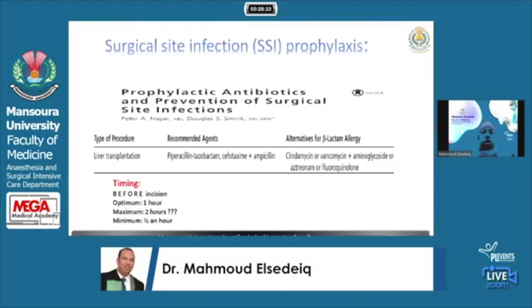Surgical site infection prophylaxis. In liver transplantation, the recommended agent is piperacillin-tazobactam, or cefotaxime plus ampicillin. Alternatives for beta-lactam allergy are clindamycin or vancomycin, plus aminoglycoside or aztreonam or fluoroquinolones. The timing is before incision: optimum 1 hour, maximum 2 hours, and minimum half an hour.